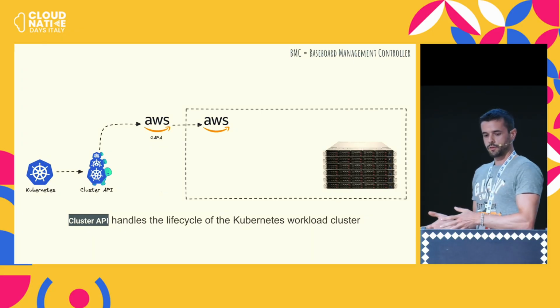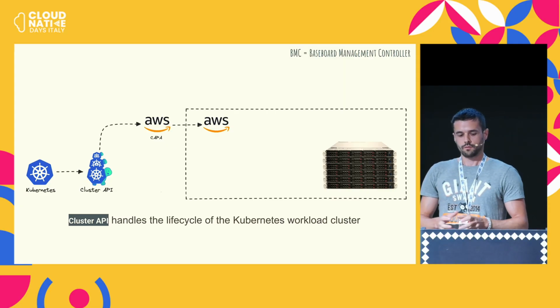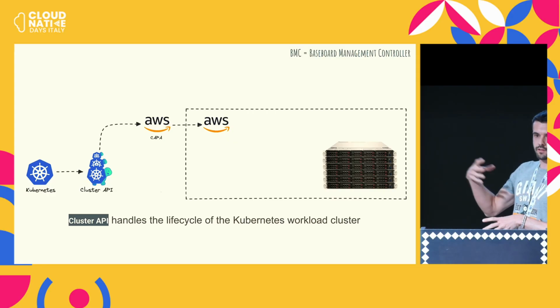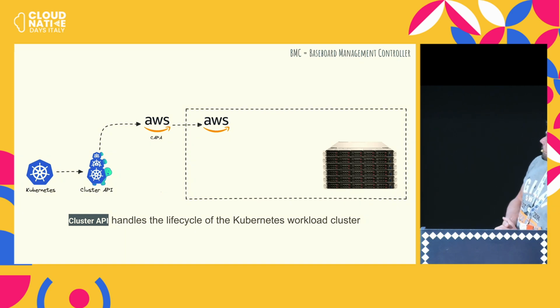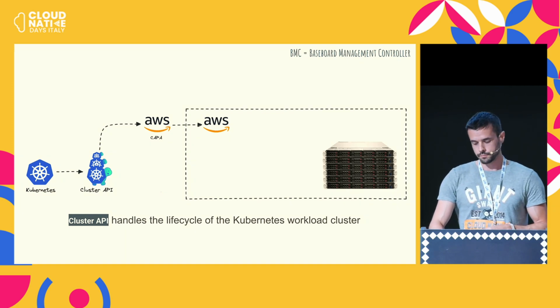Just going back to the same concept I just explained, in this case is AWS or CAPA, Cluster API Provider AWS. So you have your MC, Cluster API talks to AWS, and then AWS takes care of everything in the background. So we don't really need to worry about any of that. But in the case of bare metal, we need a few extra steps for it to work.